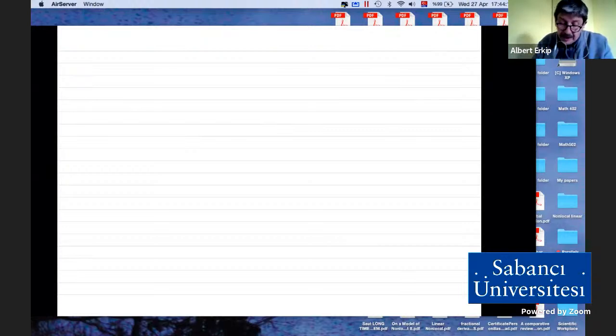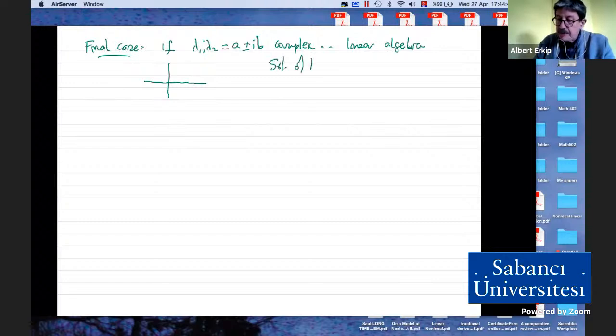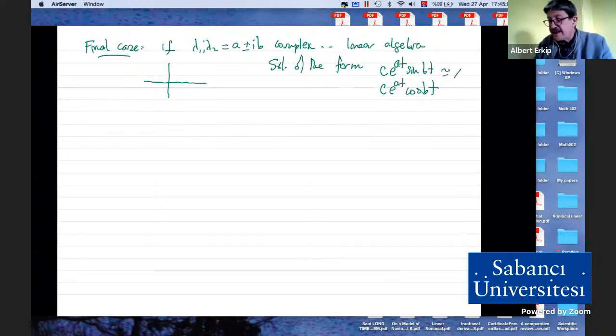Okay, final case. If lambda 1, lambda 2 are a plus or minus i b, complex valued, then I'm not going through the linear algebra, but some linear algebra will bring it down to something like this: solutions of the form C e to the at sine bt, C e to the at cosine bt. So this is, again, x bar and y bar.